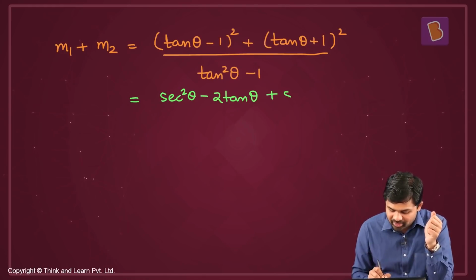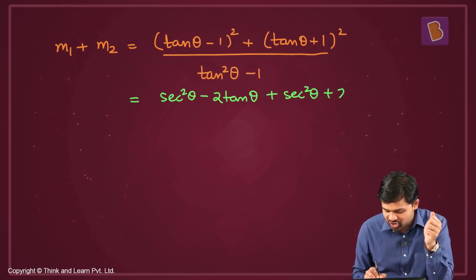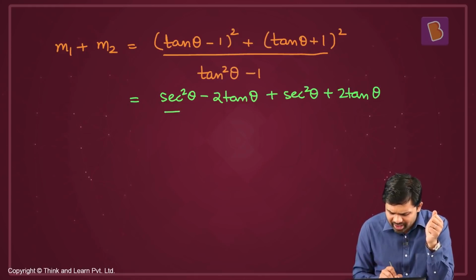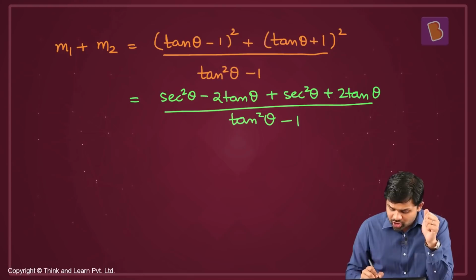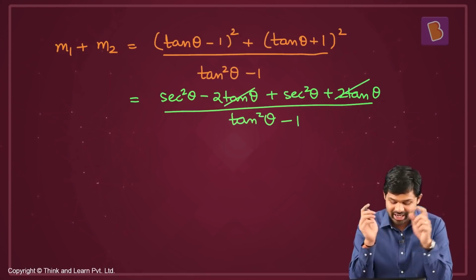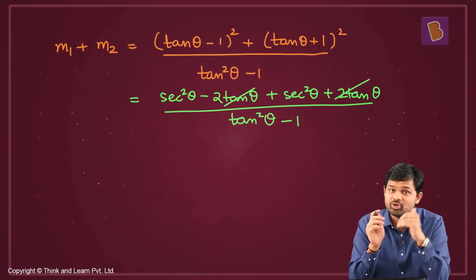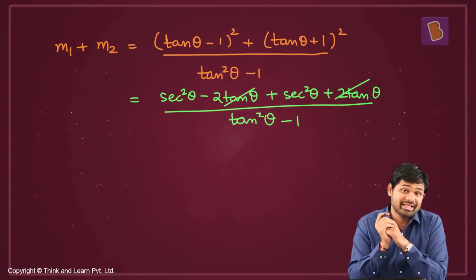and similarly the right part is going to be secant square theta plus 2 tan theta. The denominator is going to be tan square theta minus 1 itself. I'm not going to simplify that. So the 2 tan thetas are going to cancel out and I have 2 secant square theta in the numerator and tan square theta minus 1 in the denominator.